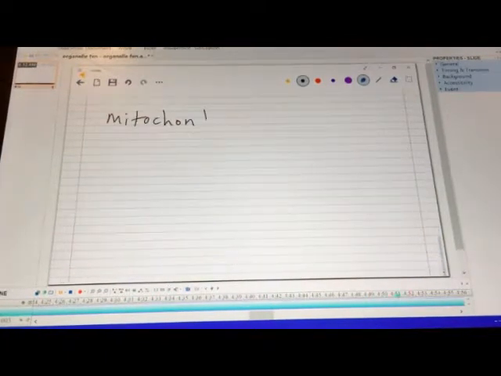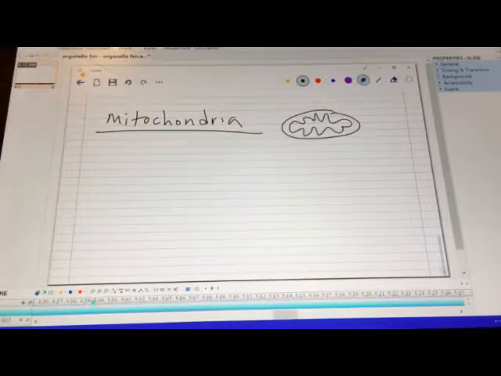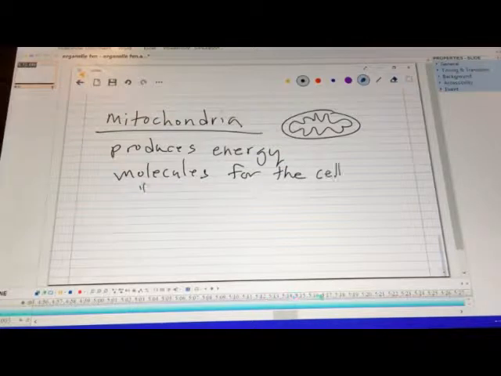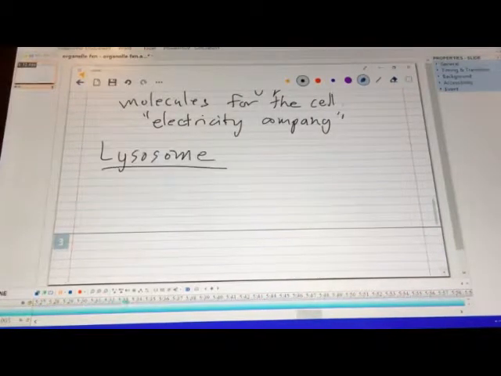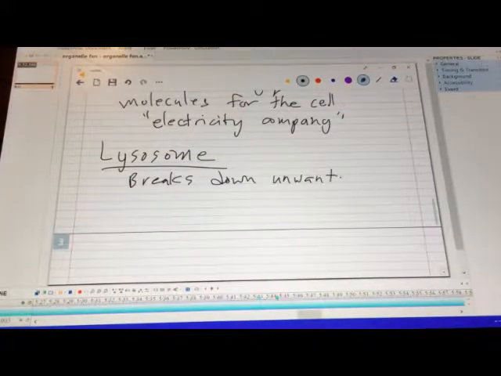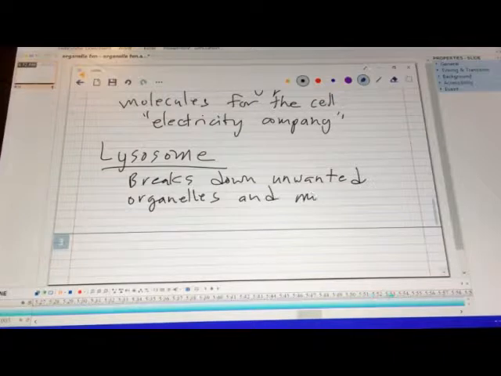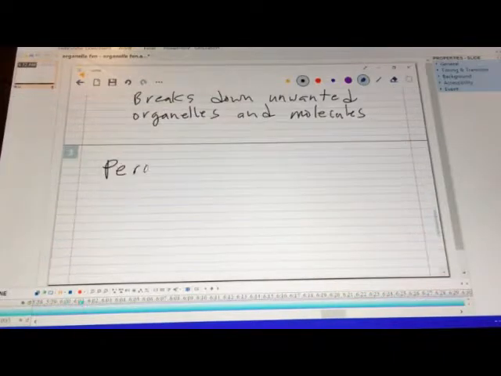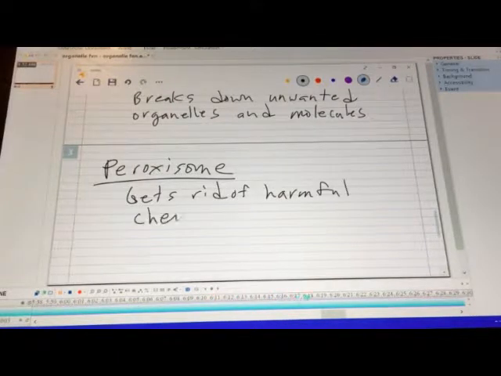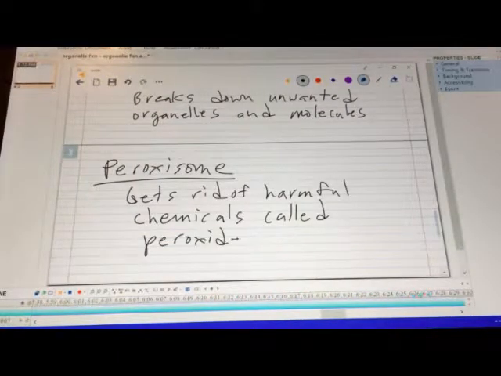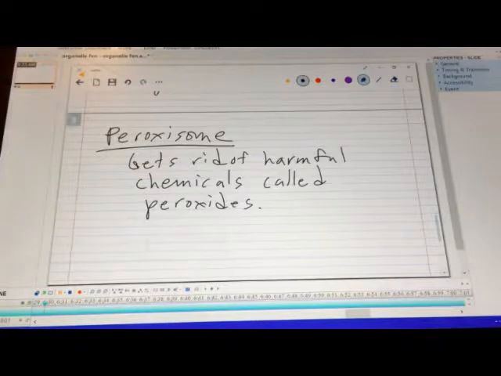The mitochondria looks like this. Its inner membrane is folded. The mitochondria produces energy molecules for the cell and is known as the electricity company or the power company of the cell. Lysosomes break down unwanted organelles, old organelles, damaged organelles, or just unwanted molecules in the cell. The peroxisome gets rid of harmful chemicals called peroxides. Peroxides are byproducts of the normal chemical reactions that happen inside of the cell.